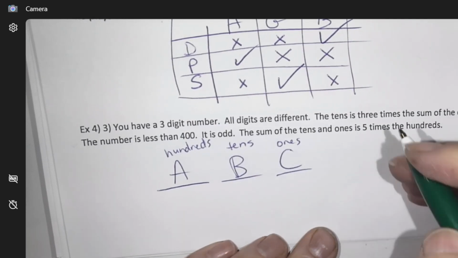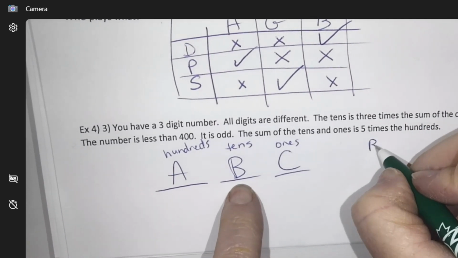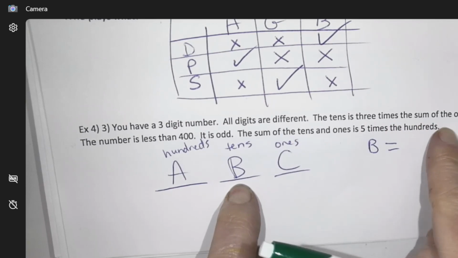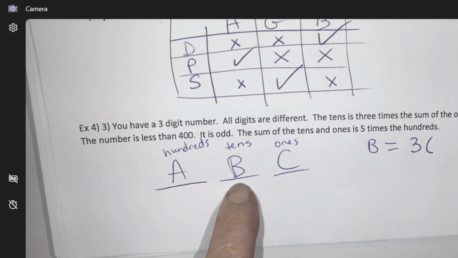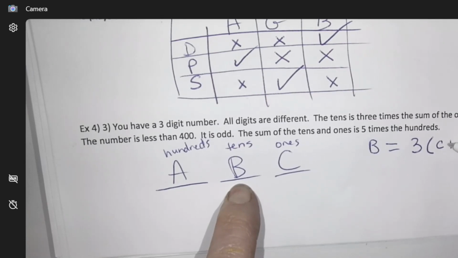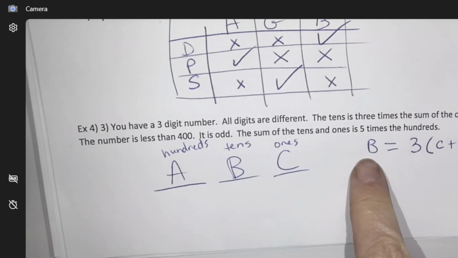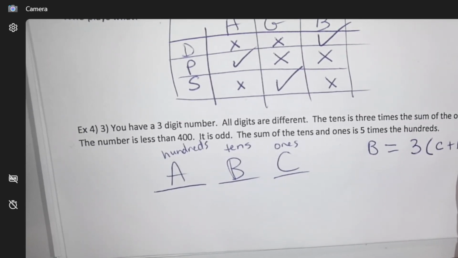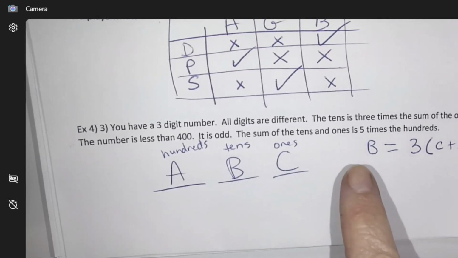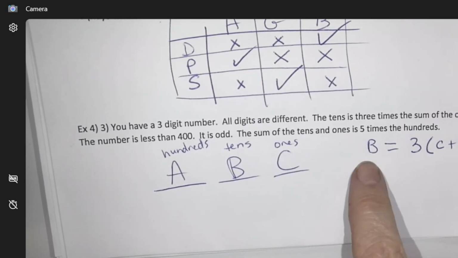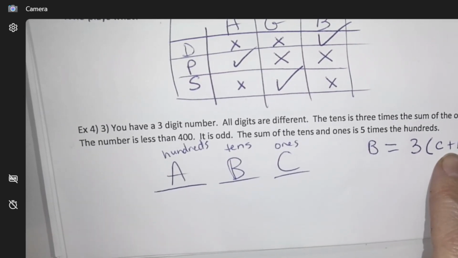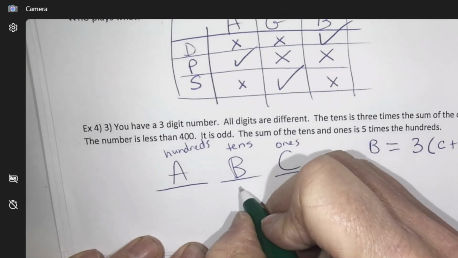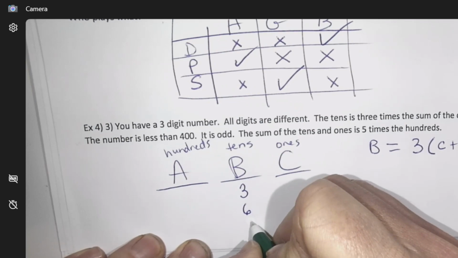Okay, here we go. The tens. So B is 3 times the sum of the ones and hundreds. B is 3 times the sum of the ones and the hundreds. So what does this tell me? 3 times something. B is 3 times something. So what are some options for B? 3, 6, 9.